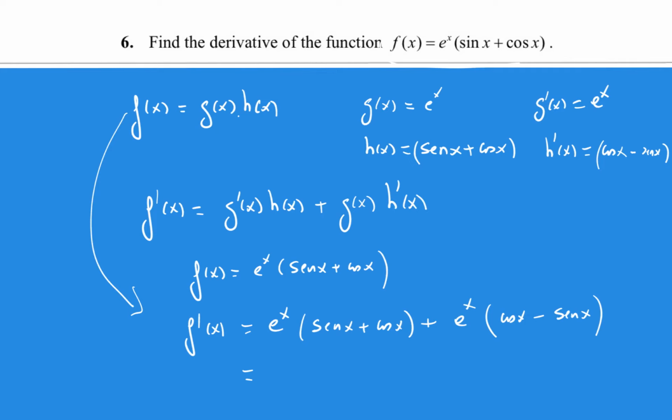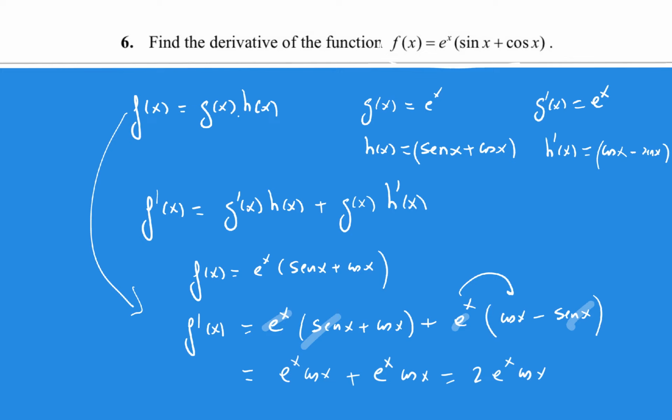So it will be e to the x sine of x plus e to the x cosine of x, but e to the x sine of x, this term, will cancel with this term. So it will be e to the x cosine of x plus e to the x cosine of x. So it will be 2 times e to the x cosine of x. Okay, and this is the result.